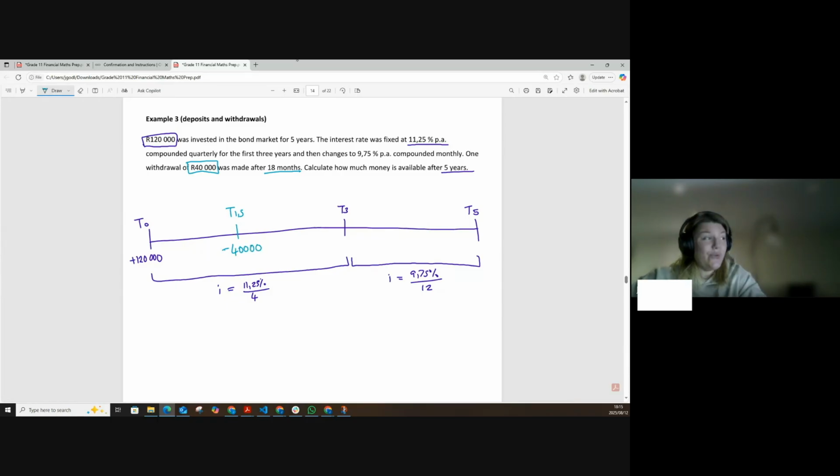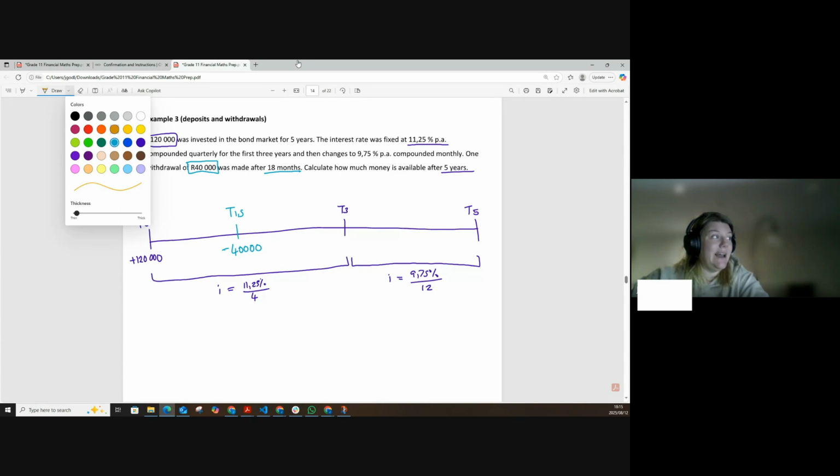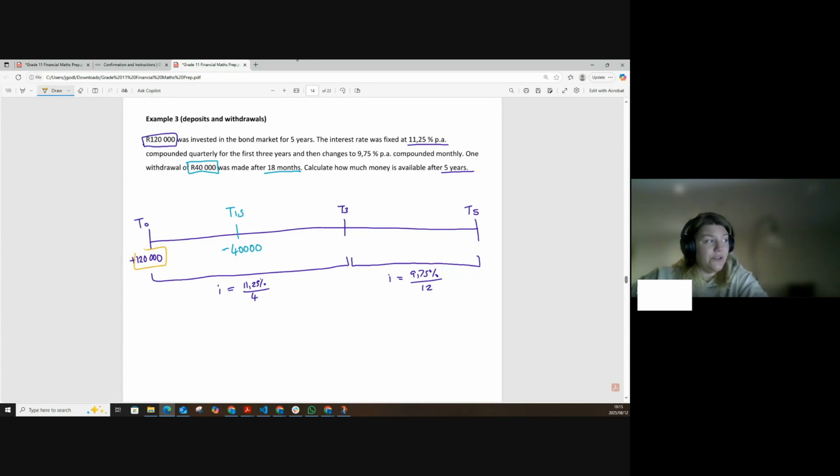So for this question, very similar idea. You're going to work out the journey of your 120,000 Rand. So you're going to pretend that withdrawal doesn't exist. So you're going to work out that yellow value. Then you're going to work out the orange value, which is the journey that this 40,000 Rand would have had if it had been in that account. And what do you think you're going to do once you've worked out those two things?